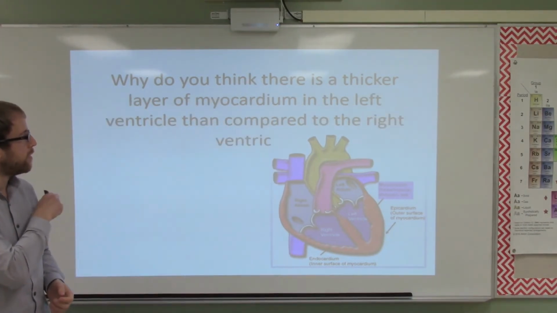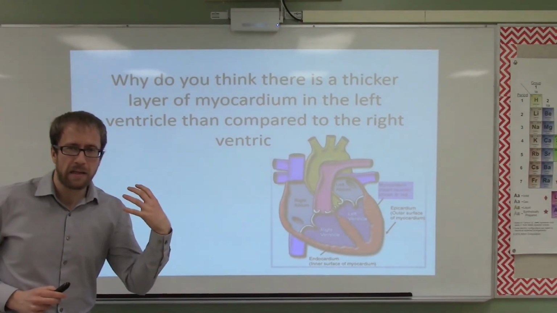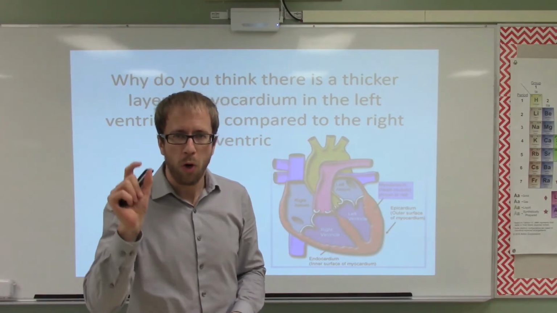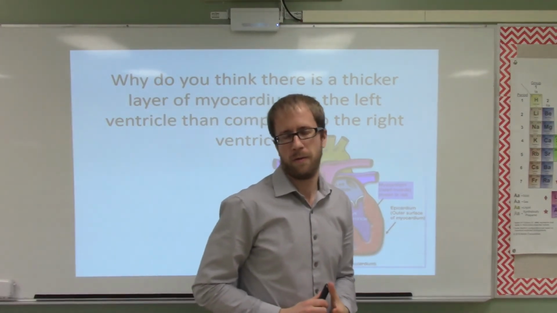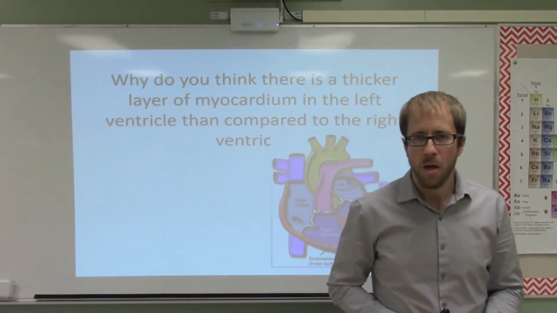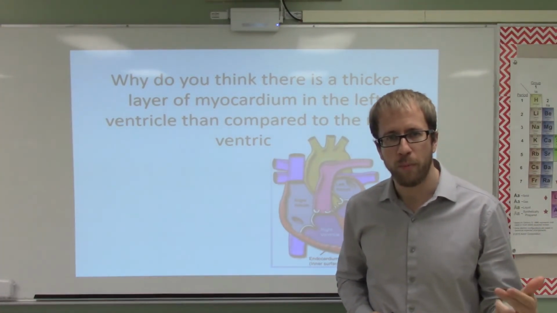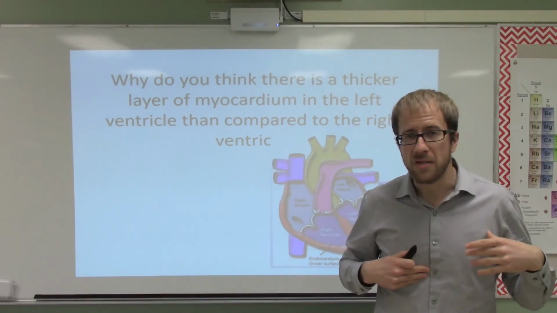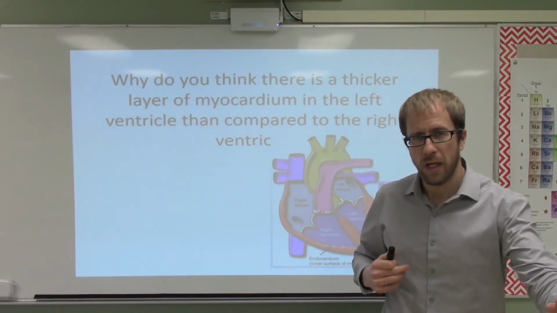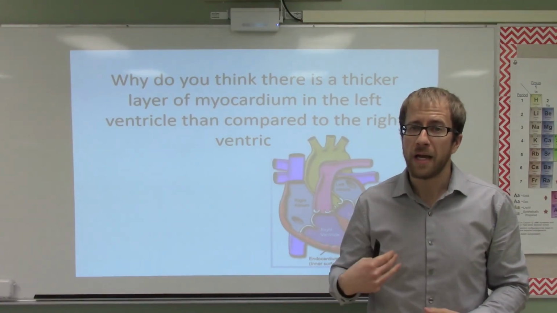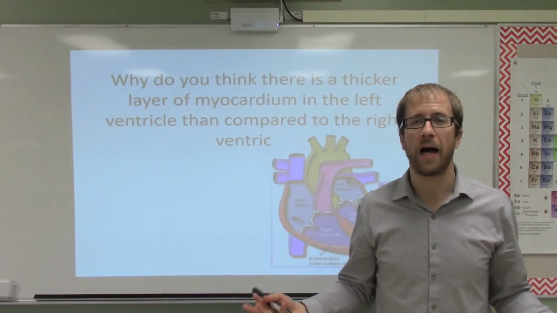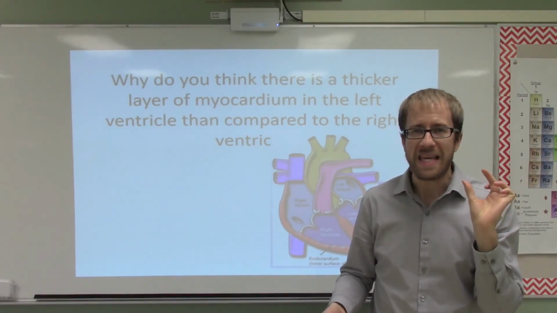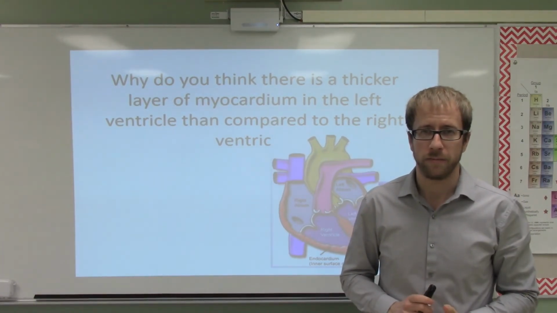Another big question. Why is it that the left ventricle has much thicker muscle than your right ventricle? Think about it. Where does the right ventricle pump blood to? Well, just to your lungs, right? Whereas the left ventricle is going to pump blood through your aorta and to your entire body. So the walls of your left ventricle are the thickest in your heart.